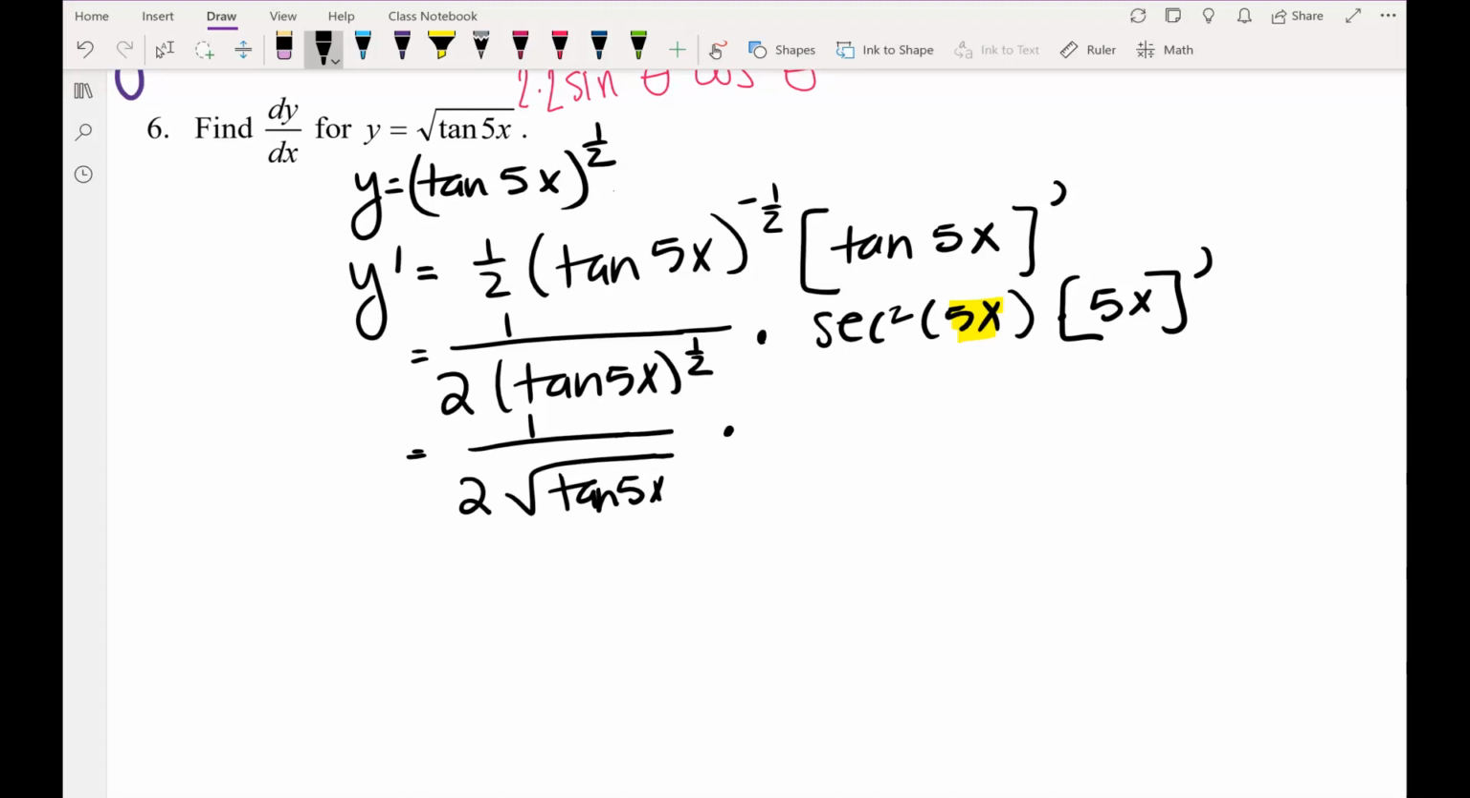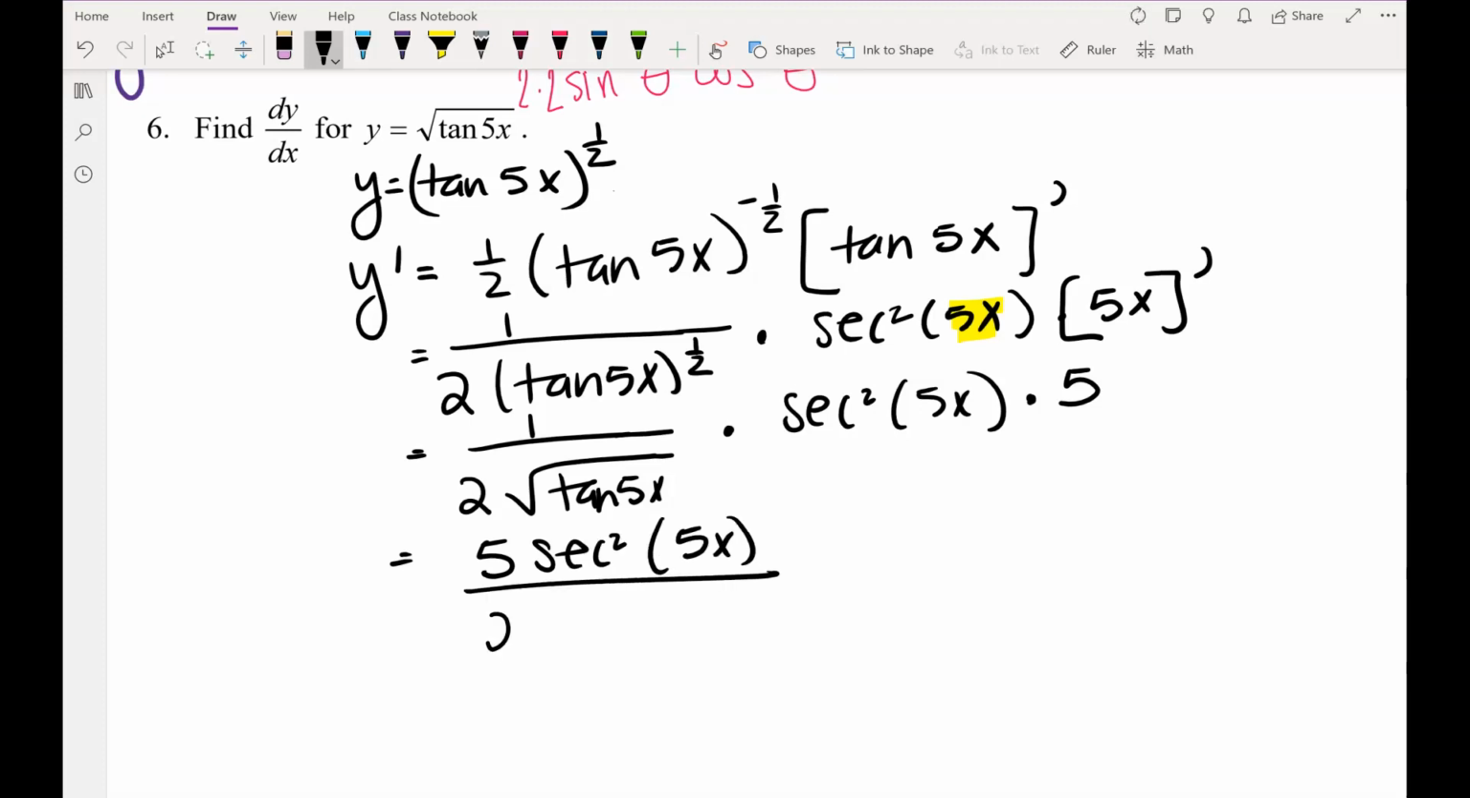Then on the numerator, I have secant squared of 5x, and the derivative of 5x is just going to be 5. I'm just going to put that in the front and move that to the numerator. So 5 times secant squared of 5x all over 2 times the square root of tangent 5x. And I think that's as far as we can go because of the square root. There's not much we can do with that component. All right, and that's it. Box it up.